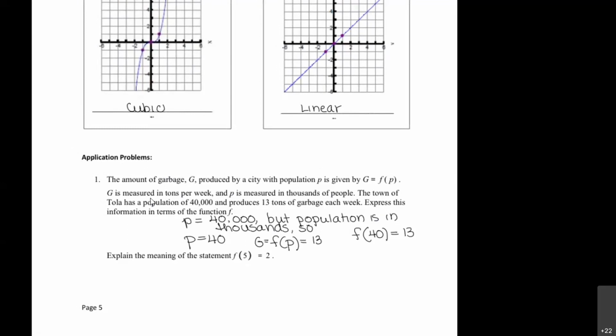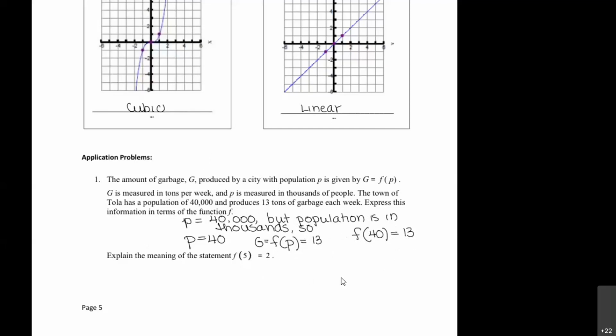This is critical to be able to understand from the words. The first thing I had to do was scale my input, and then I had to put it in the right place. 40 is a P value, and notice the 13 is on the opposite side of the equal sign from F of P. So that's a G value or an F of P value.